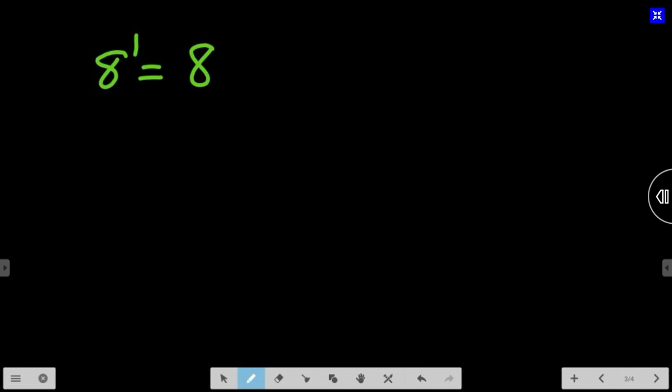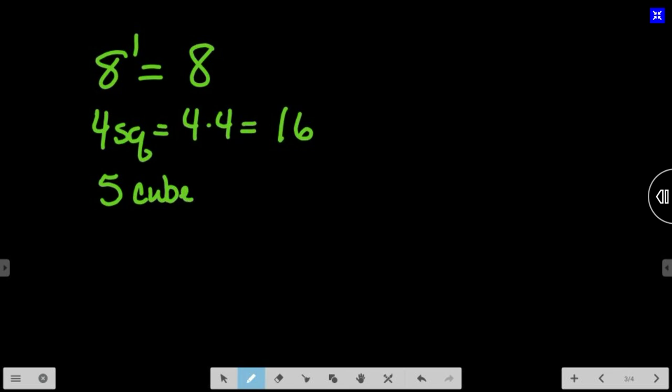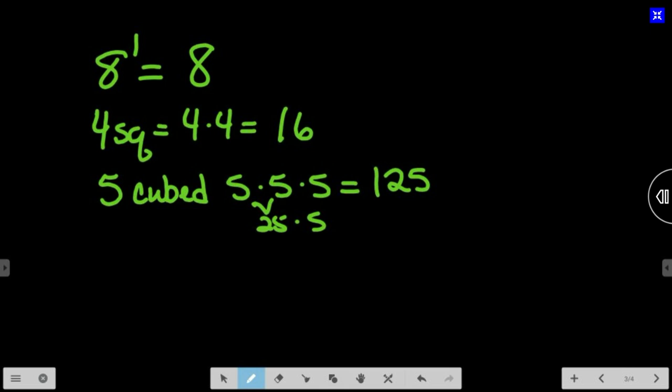Alright, evaluating 4 squared. 4 times 4 gives me 16. Evaluating 5 cubed. If I have 5 cubed, 125. 25 times 5, right?